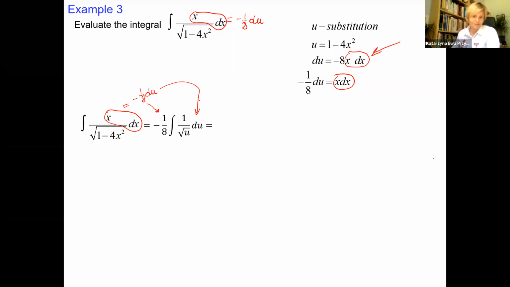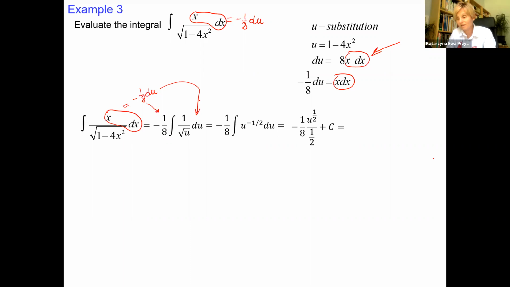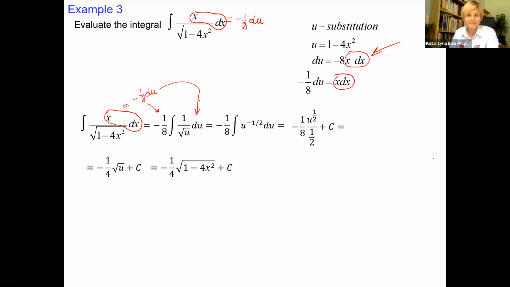Okay, negative 1/8 is just the extra constant. 1 over square root of u du is u to the negative 1/2. And now direct antiderivative. We will add 1, adding 1 to negative 1/2, we have 1/2, u to the power of 1/2 over 1/2. We can flip 1/2, it will be multiplying by 2, negative 1/4, u to the 1/2 is square root of u, plus the constant c, of course. Now, at the end, we will put, instead of u, 1 minus 4x squared. Done.